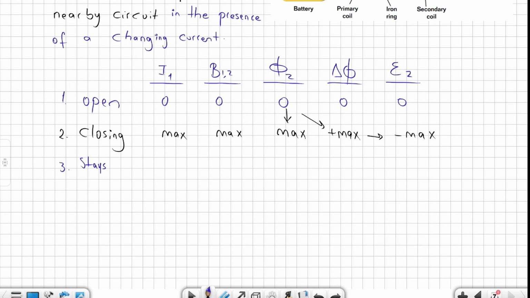As the switch stays closed, everything will remain maximum. By everything, I mean the current in the primary, the magnetic field in both coils will be staying maximum, and the flux in the secondary coil will also stay maximum. So there is no change in the flux. It was maximum, now still it is maximum. It is always maximum, so there is no change. The change is equal to zero. If there is no change, there is no induced EMF. So induced EMF in the secondary coil will be equal to zero if the switch stays closed.